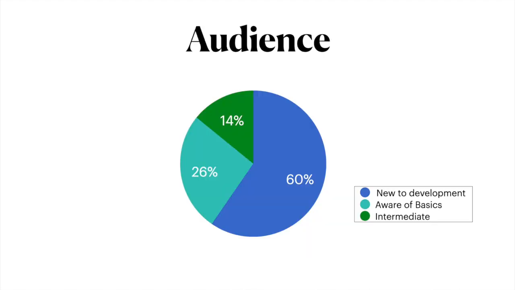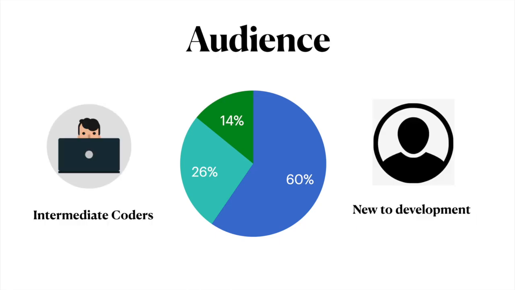When I got the statistics of all the people who were eager to attend the event, I found out that 60% of them were new to development, while 26% were aware of the basics of development and 14% were intermediate developers. Hence, I divided everyone into two main groups, an intermediate coder group and a new-to-development group.